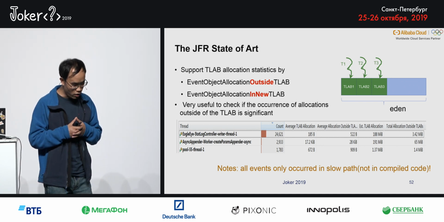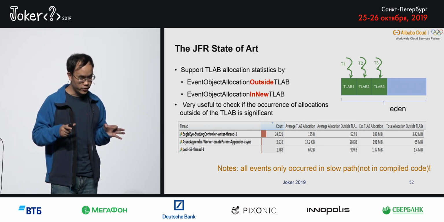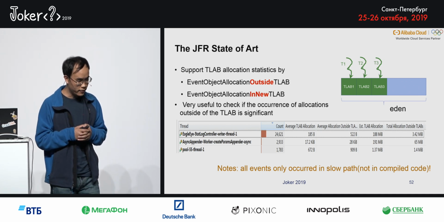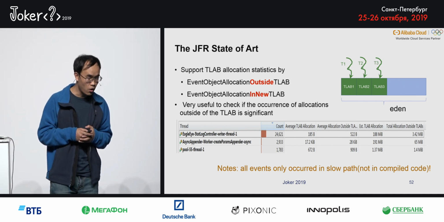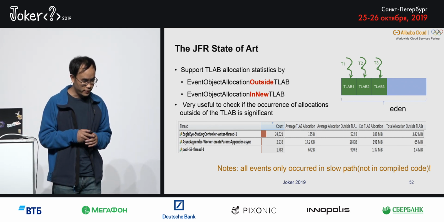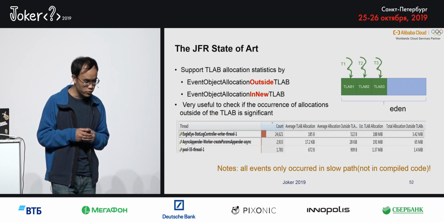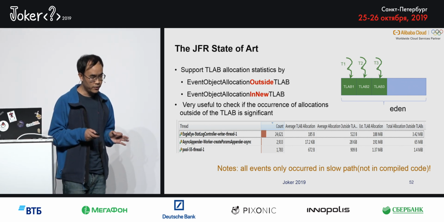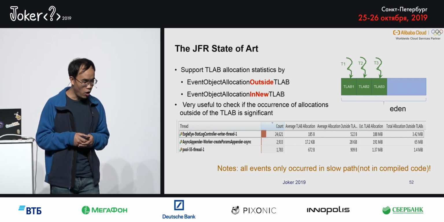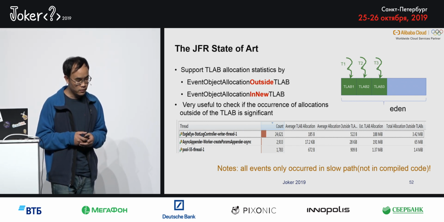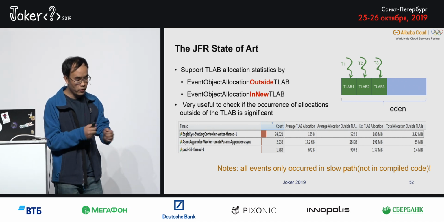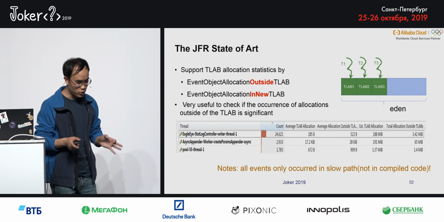So let's talk about our implementation. Before that, let's talk about the current implementation of JFR. Which kinds of events does the current implementation support? You can just look at the picture. In the current JFR implementation, they support just two kinds of events. The first is object allocation outside TLAB. The second is object allocation in new TLAB. I'll show an example here.